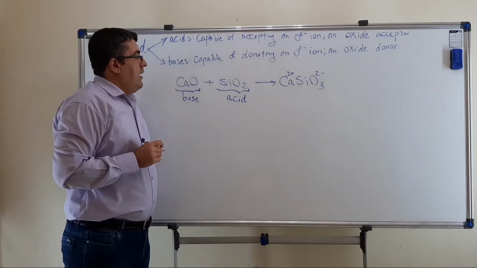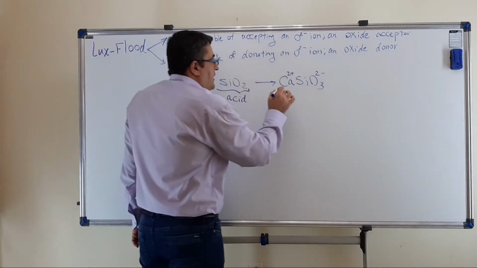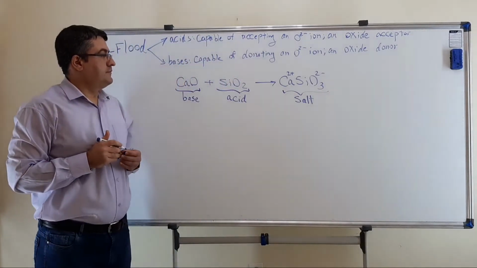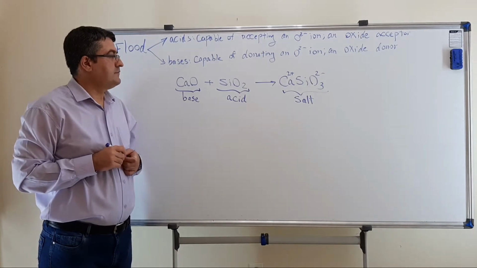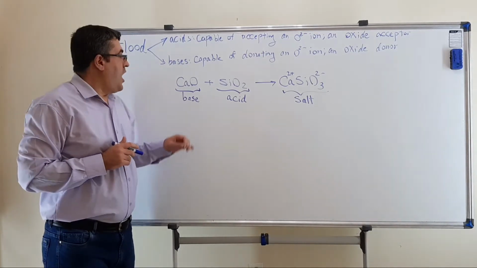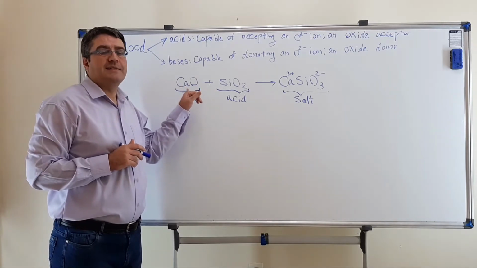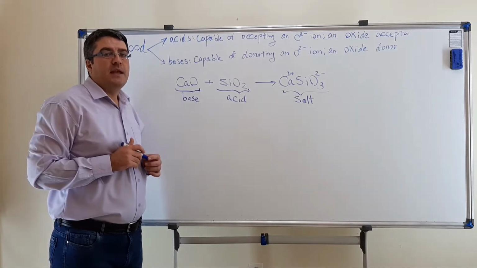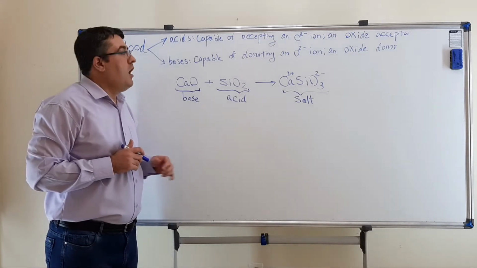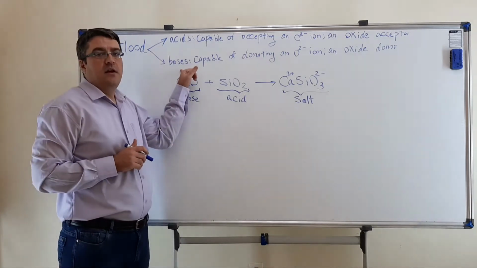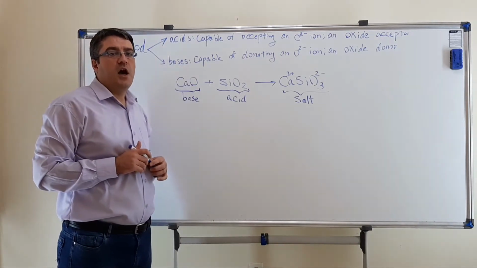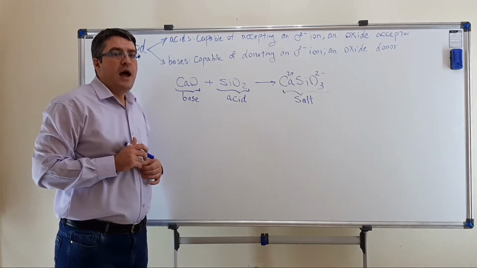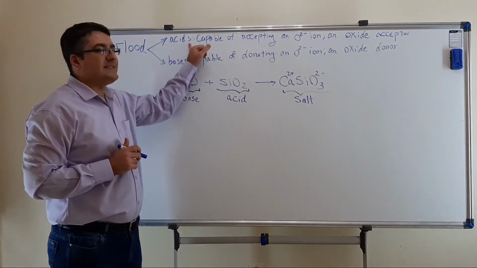And the reaction with each other yields a salt. Generally, oxides of metals like calcium oxide, CaO, ferrous oxide, FeO, magnesium oxide, MgO, and so on, are Lux-Flood bases. While on the other hand, oxides of non-metals like SO3, CO2, and so on are Lux-Flood acids.